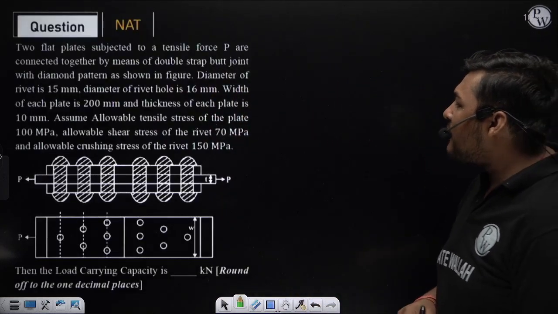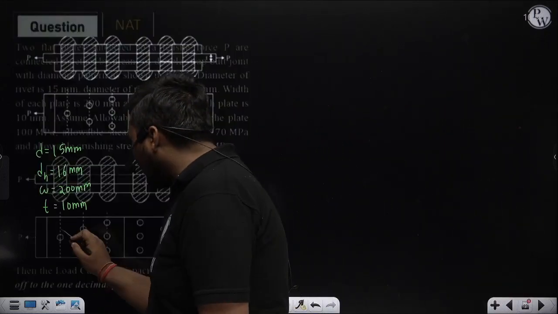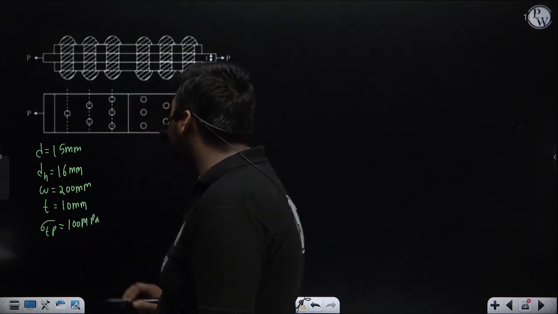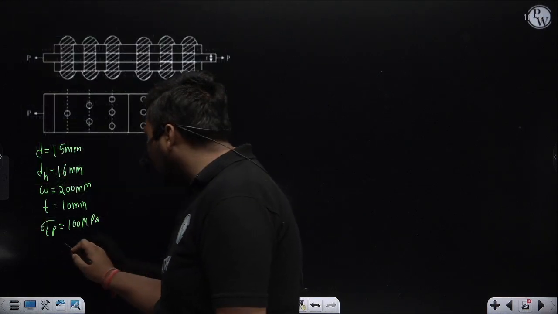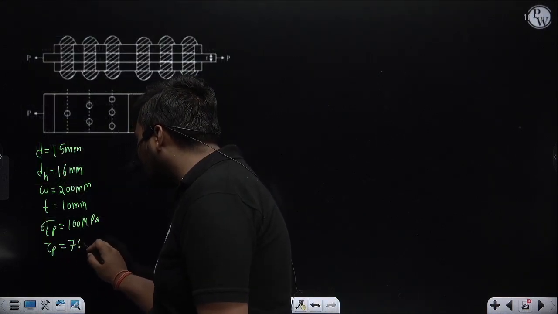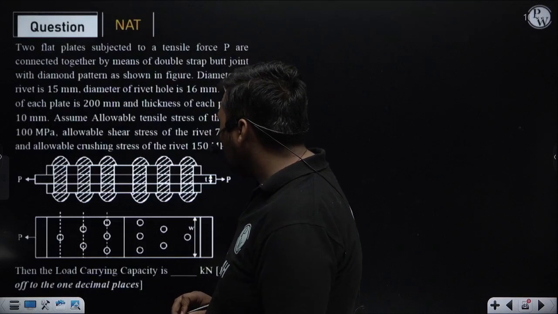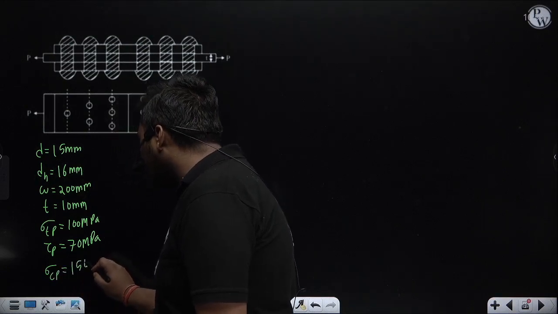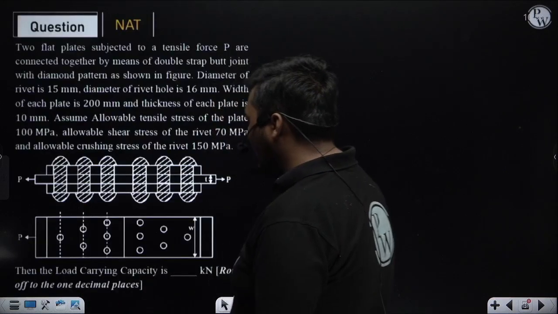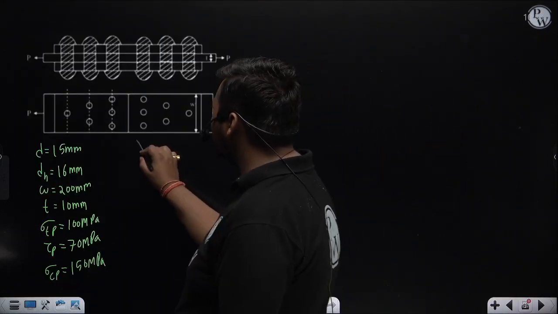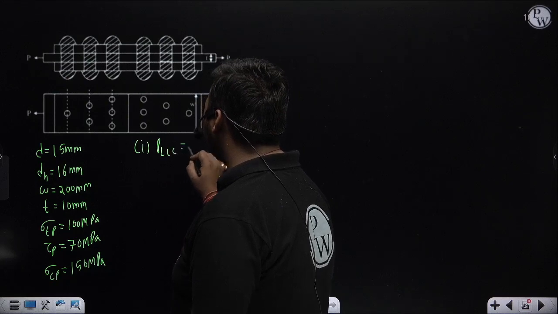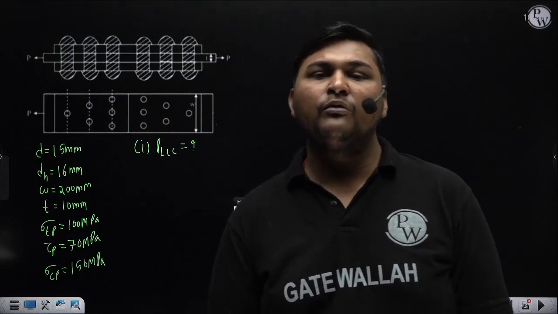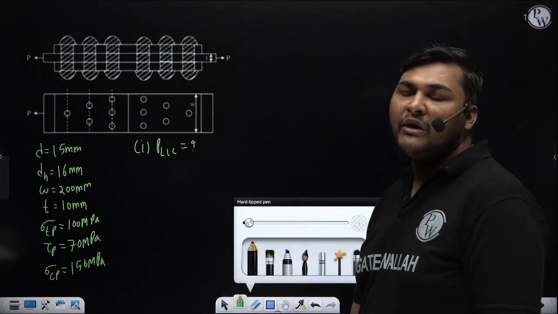Now assume allowable tensile stress of the plate is 100 MPa. So allowable tensile stress, that is sigma tp, is given, it is 100 MPa. And allowable shear stress of rivet is 70 MPa, that is tau p is given. And allowable crushing stress is 150 MPa, that is sigma cp is given. And we have to calculate actual load carrying capacity. So our objective is to find actual load carrying capacity. So first we will calculate load carrying capacity to avoid all types of failure. And whatever minimum value is coming, that will be the value of actual load capacity.